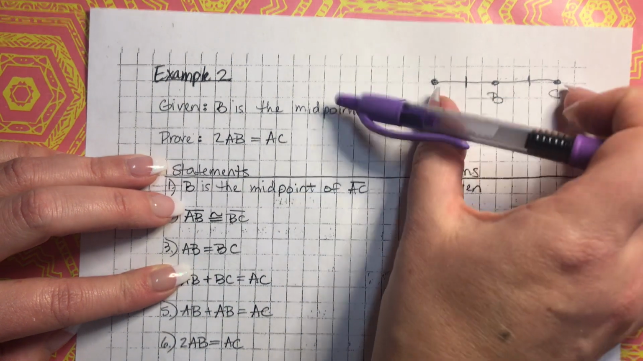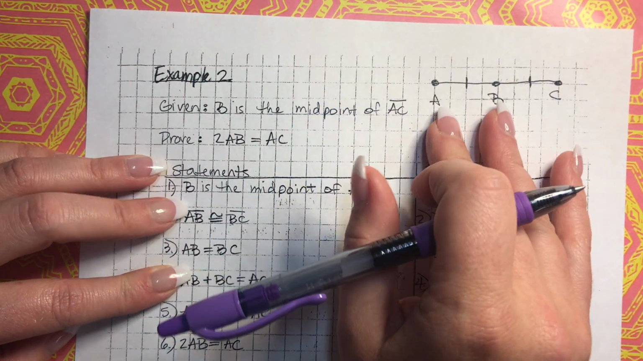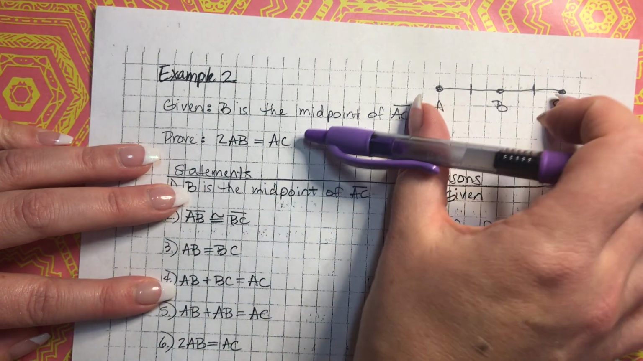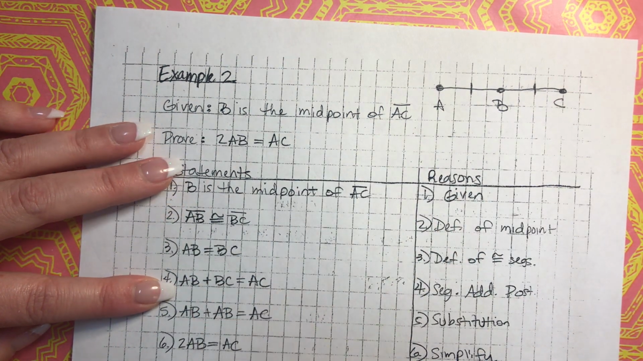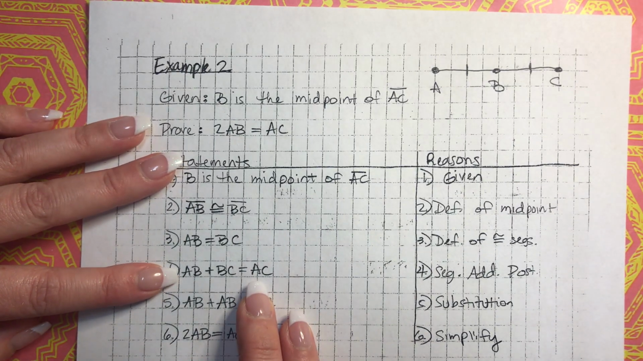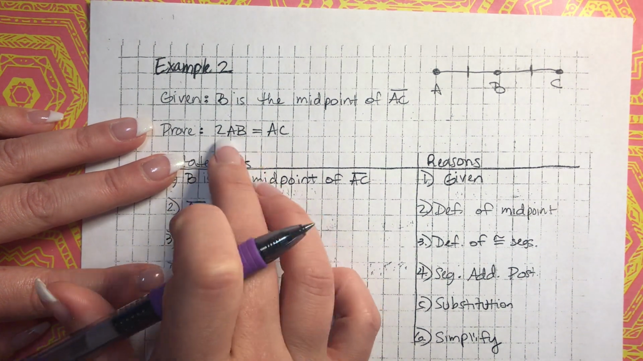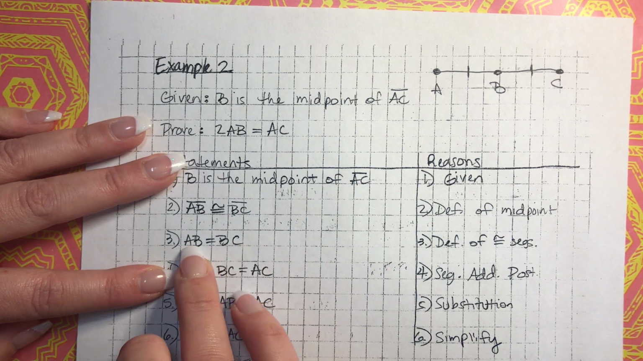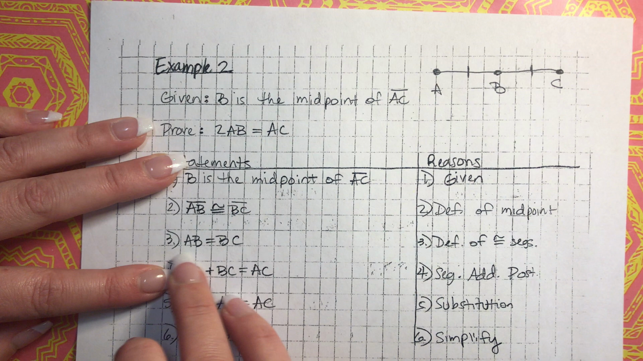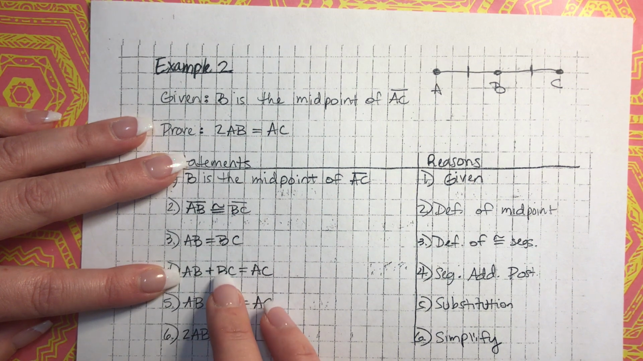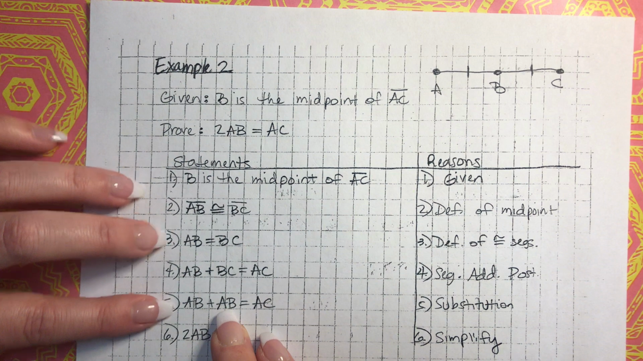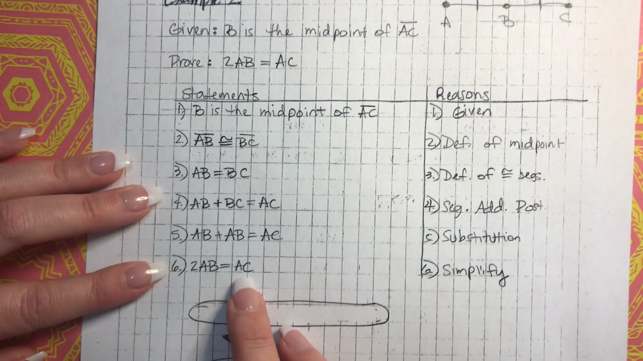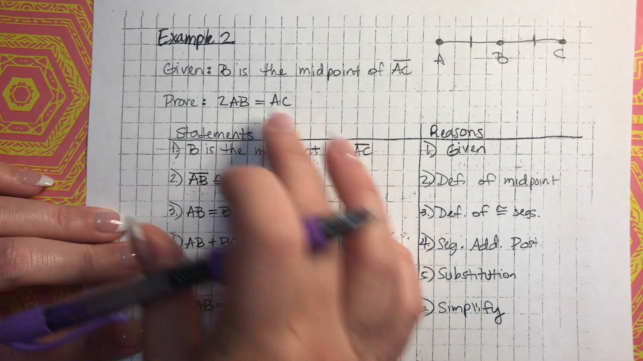Then they go from here. AB plus BC equals AC, because of the segment addition postulate. And then what do we do? What are we trying to do? We're trying to get 2AB. So we have 1 AB, we just need another one. Instead of writing BC, they know that AB is the same thing as BC, so they substitute in another AB. Then you add them together and you get 2AB equals AC, which is exactly what we need to prove up here.